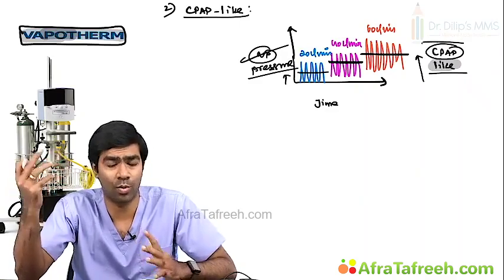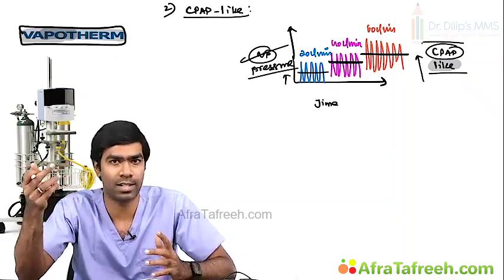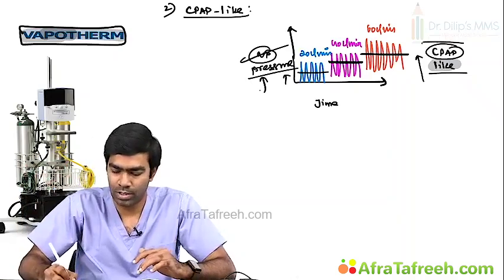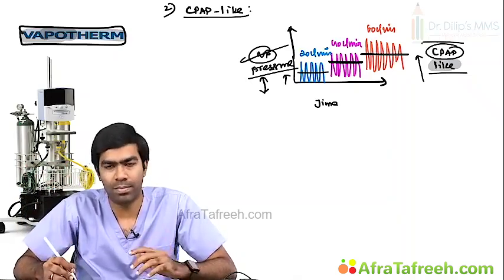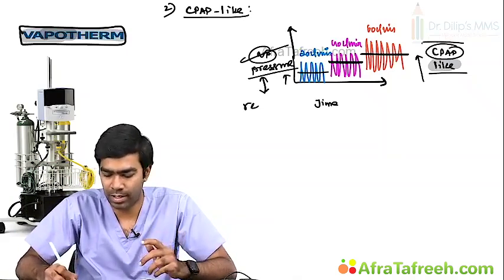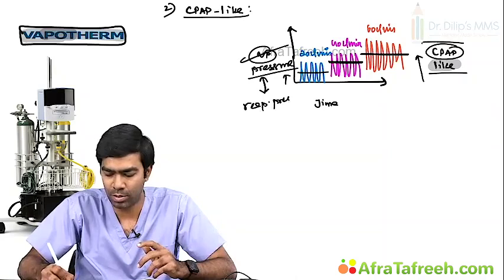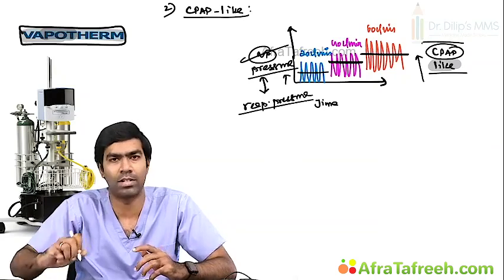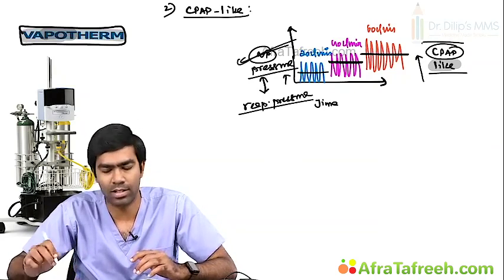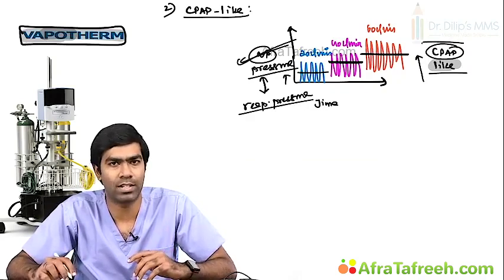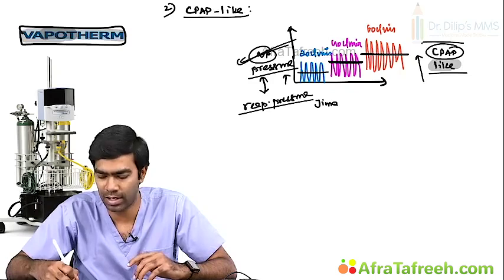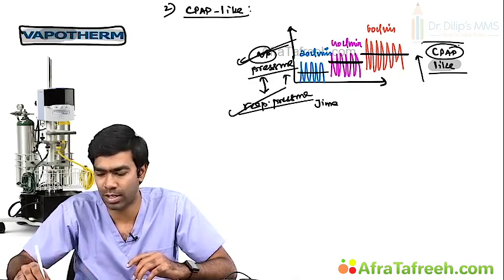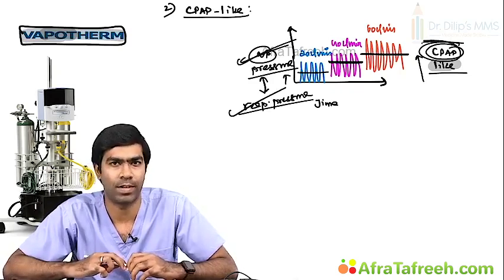So I cannot call it true CPAP, but it's really generating a CPAP-like effect. Since this nasopharyngeal area is present in the respiratory tract, this must be equal to the respiratory pressure. So you can indirectly equate this to the respiratory pressure, and you can tell this increases the nasopharyngeal pressure, so that they can increase the respiratory pressure also, and produce a CPAP-like effect.